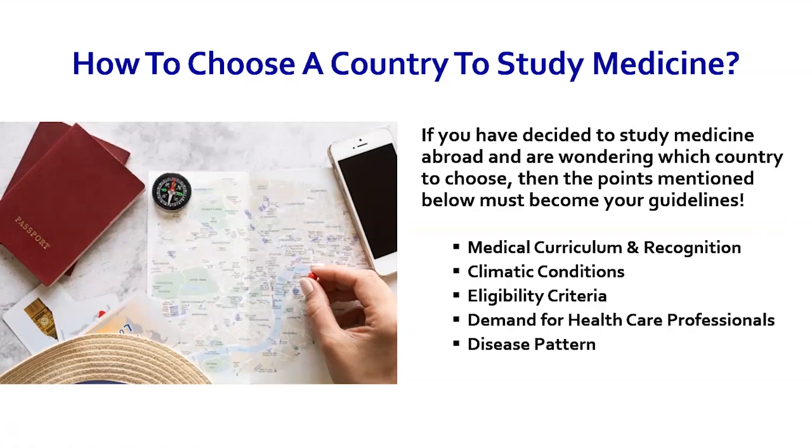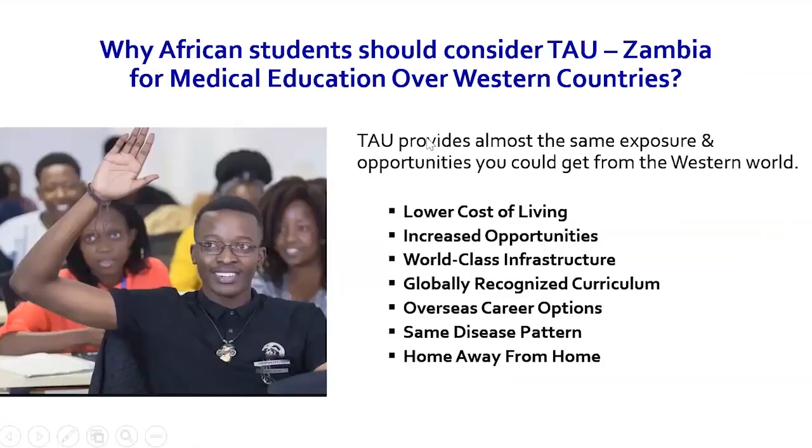So imagine you're from, say, South Africa, and you're going to, say, somewhere in Russia or Philippines for your medical studies. The disease pattern in those countries is completely different. So when you come back to your home country after completing your medical degree, you may face challenges or difficulties in treating the patients there, as the disease pattern is different. So you have to make sure the disease pattern is the same as your home country. Now let's move on to the next slide.